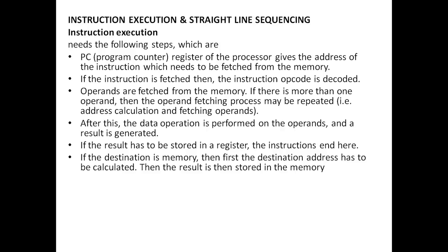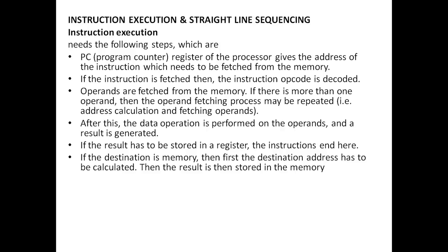The next type is the 1 address instruction. Syntax: opcode plus only 1 operand, which may be a source or destination. For example, load a, then add b, and finally store c. So one program has 3 instructions, all of the 1 address type: load a, add b, store c.